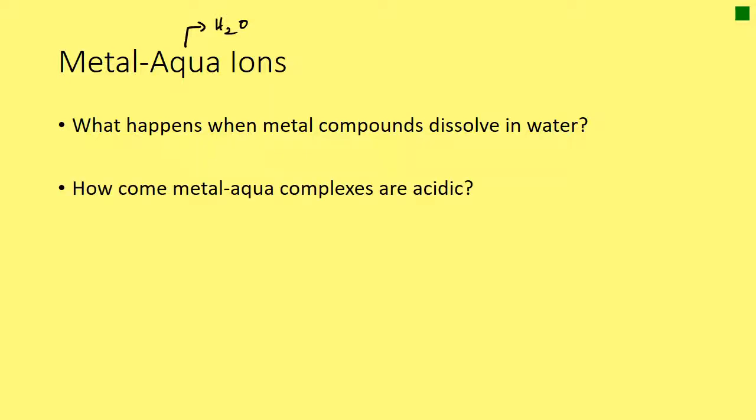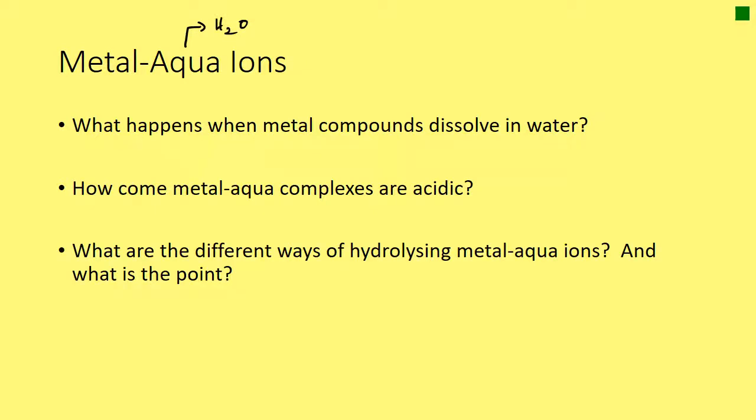And also, we want to answer this question here. How come metal aqua complexes are acidic? Some of them are acidic, and we want to understand that process of how they are becoming acidic. Some of them are actually amphoteric as well, so we'll understand that as well. And then we want to understand the different ways of hydrolyzing metal aqua ions.